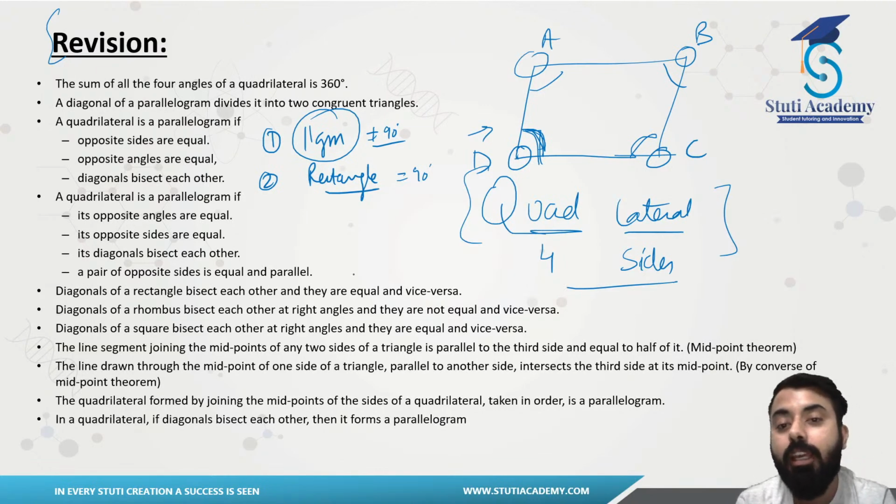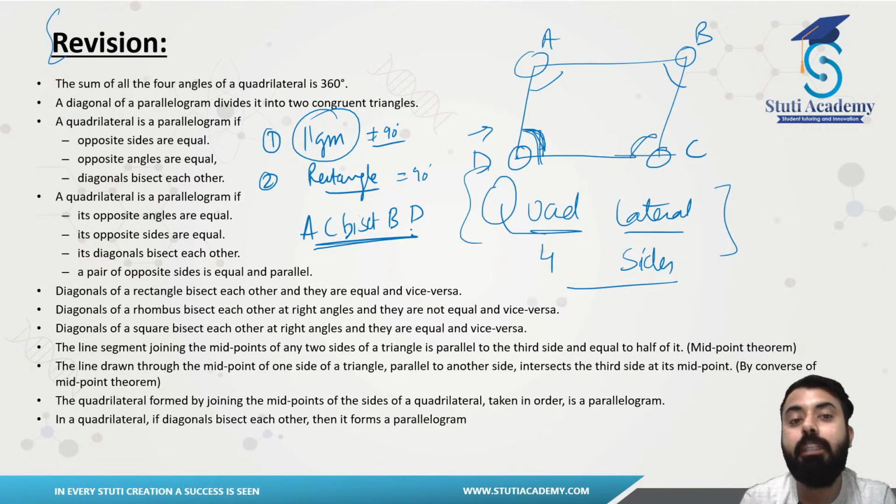That means if I join AC and BD, AC will bisect BD, but AC and BD won't be perpendicular bisectors of one another. So if I join these two diagonals right here, let's say they intersected at O, then AO will be equal to OC, OB and OD, but they won't be 90 degrees. That was the main thing regarding a rectangle.